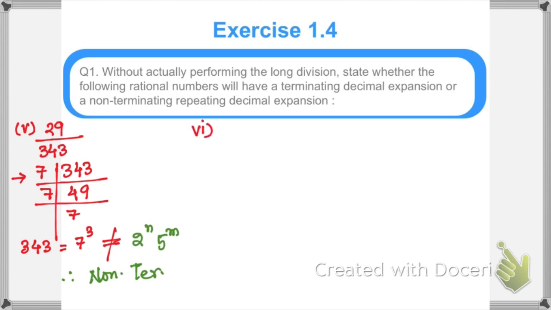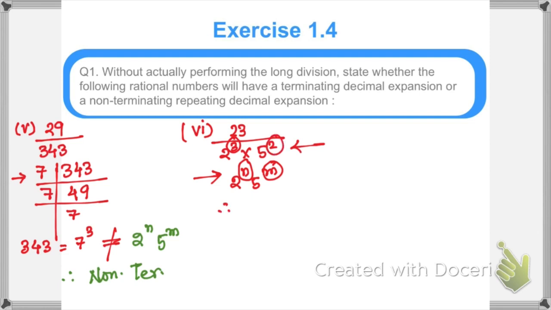Question number 6. You have been given 23 by 2 cube into 5 square. So here, since this is the denominator and this denominator is of the form 2 to the power n 5 to the power m, here the denominator is of course of the form 2 to the power n 5 to the power m, where the value of n is 3 and the value of m is 2. Therefore this is a terminating decimal expansion.